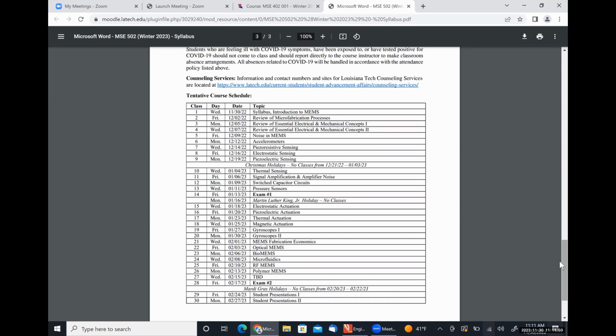Then we'll actually start addressing things specific to micro and nanoscale systems like noise, and then get into our classical devices and all of that kind of good stuff.